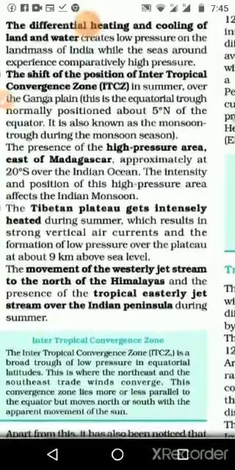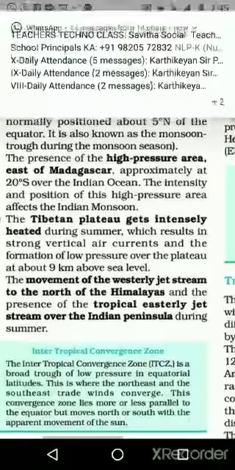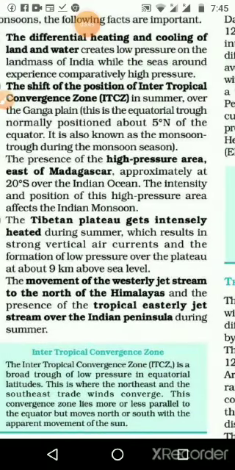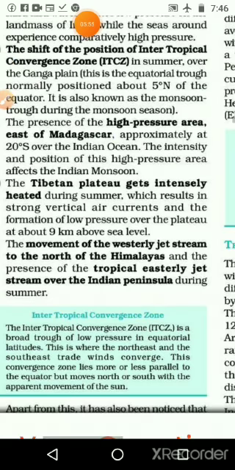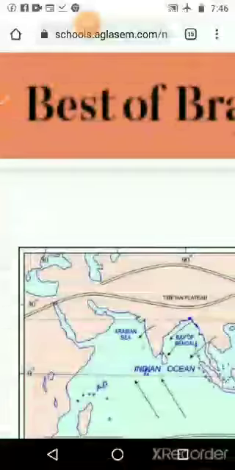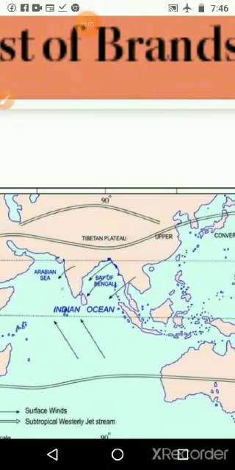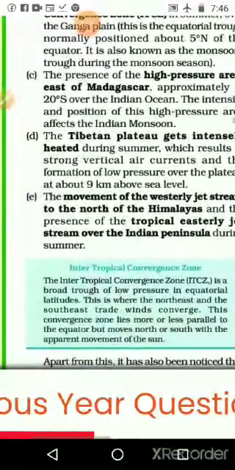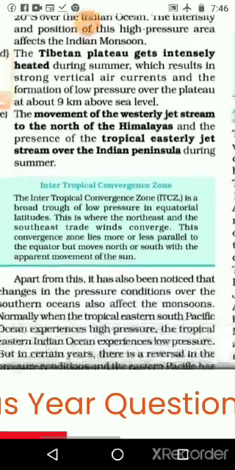Then the Tibetan plateau gets intensively heated during summer, which results in the strong vertical air current and the formation of the low pressure over the plateau about 9 kilometers above the sea level. The Deccan Plateau, we have seen that in the westerly wind, that time. The Deccan Plateau is getting heated in the summer season, which results in the strong vertical air current and the formation of the low pressure over the plateau at 9 kilometers above the sea level.